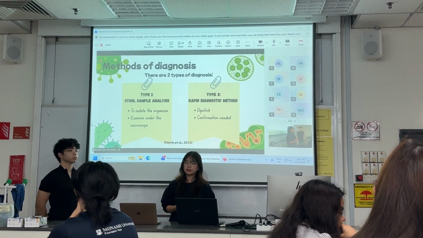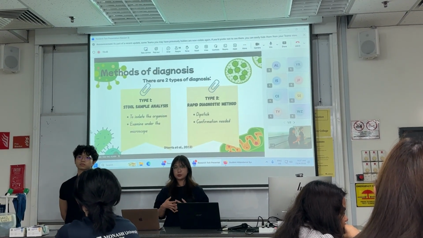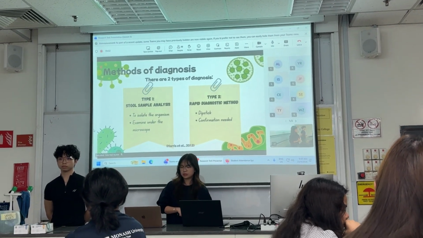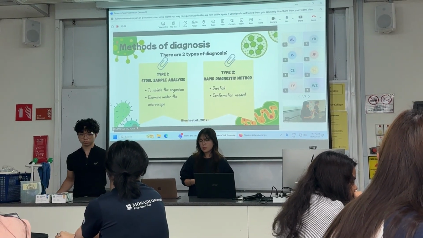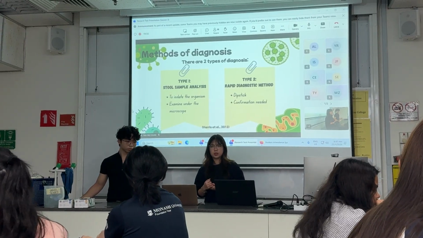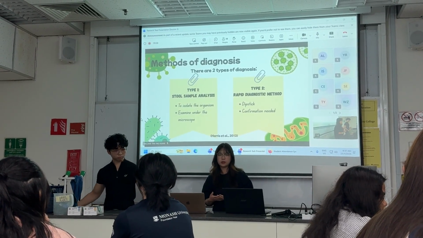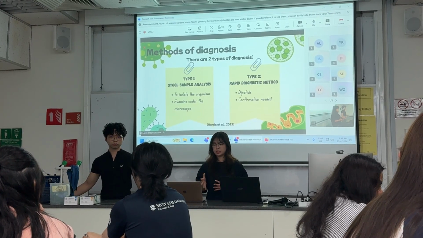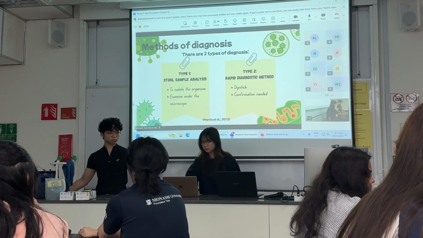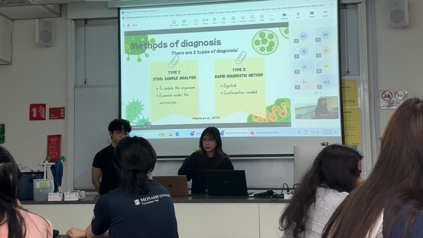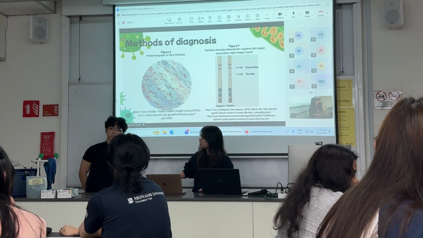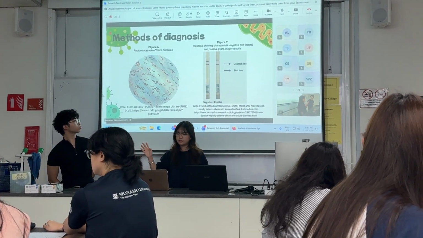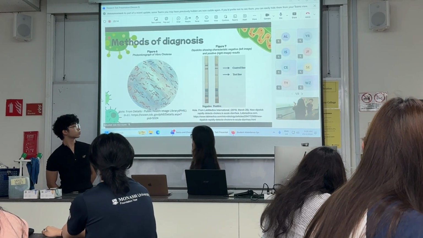So there are two types of diagnosis. Type 1 is stool sample diagnosis, and the other one is the rapid diagnostic method. Type 1 is where you isolate the organism and examine it under a microscope, and type 2 is where you use a dipstick. But it's not accurate, so confirmation is needed. You can see in figure 6 it is viewed under a microscope, and figure 7 is a dipstick.